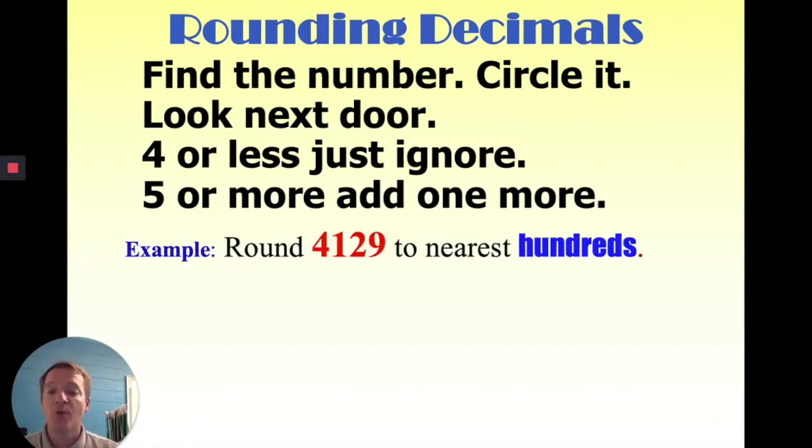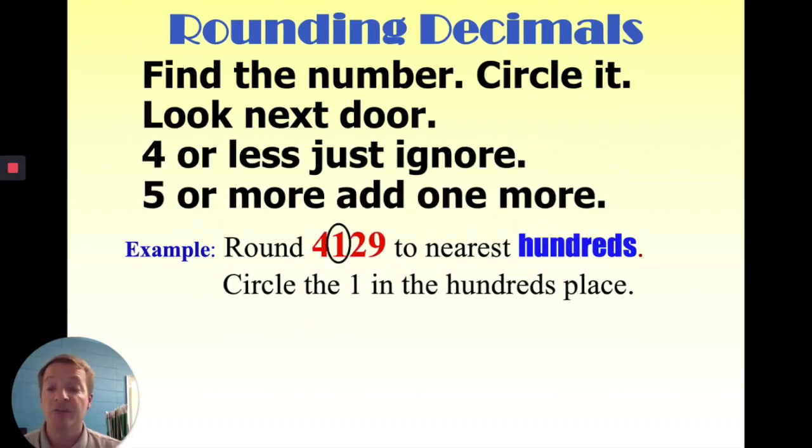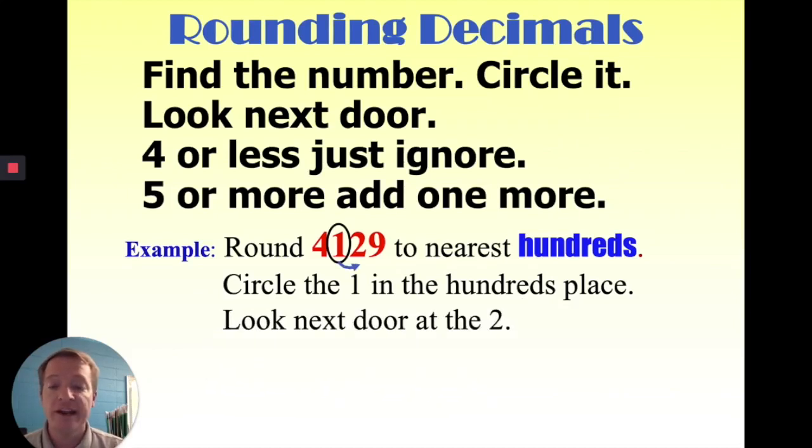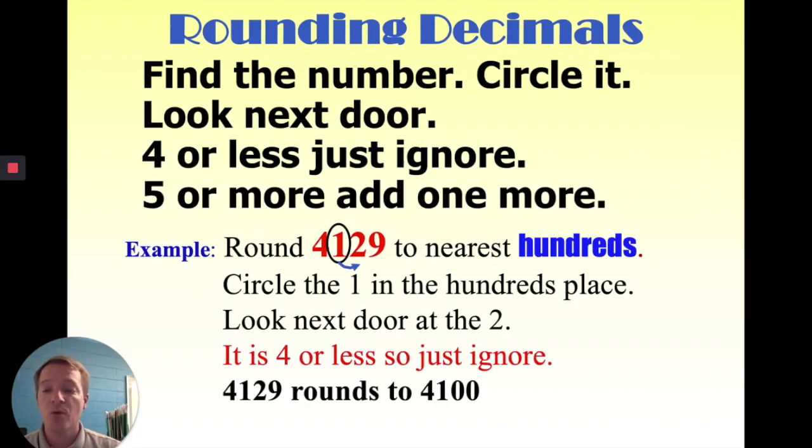For example, we have 4,129, and it wants us to round it to the nearest hundreds. So I'm like, okay, how many hundreds do I have? We're going to circle the 1 in the hundreds place, because that's the place we're looking at. That's the number we're rounding. Then we're going to look next door. Right next door is the 2. And remember our little rhyme. Is it 4 or less? Yes, it is, so we're just going to ignore it. Everything after the number I circled is going to turn into 0. So 4,129 is going to round to 4,100.